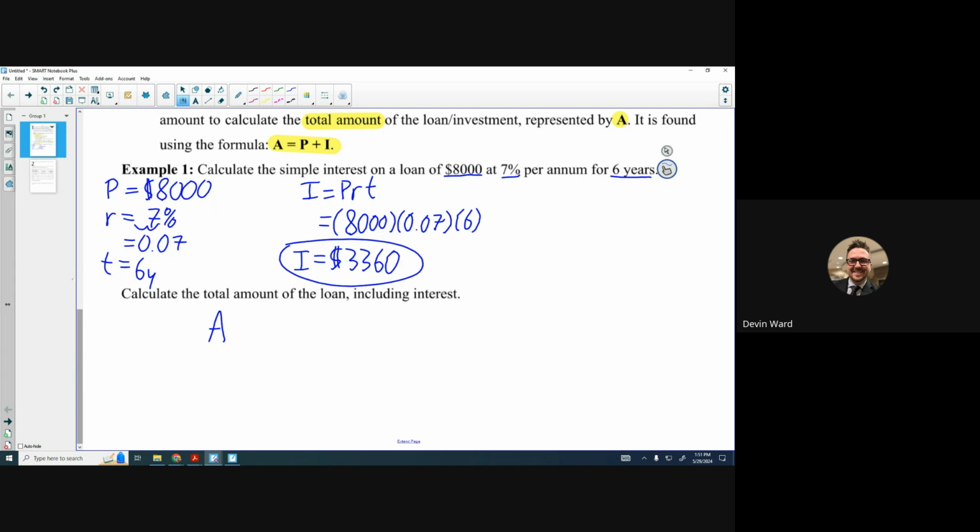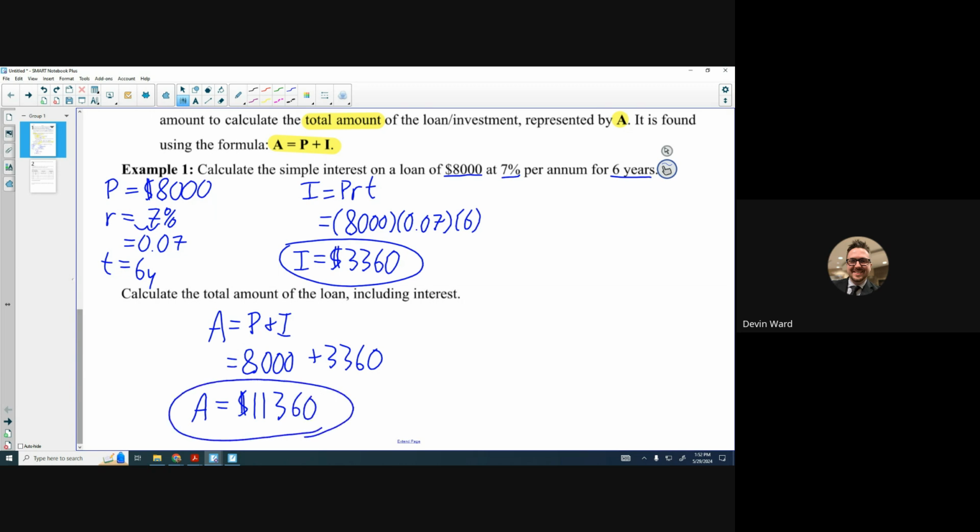Looking for the total amount, it is equal to P plus I. So I have, no, it was an $8,000 loan. 8,000 plus 3,360. So the total amount paid on the loan was $11,360. Okay, so that's how much I actually had to pay for the loan.